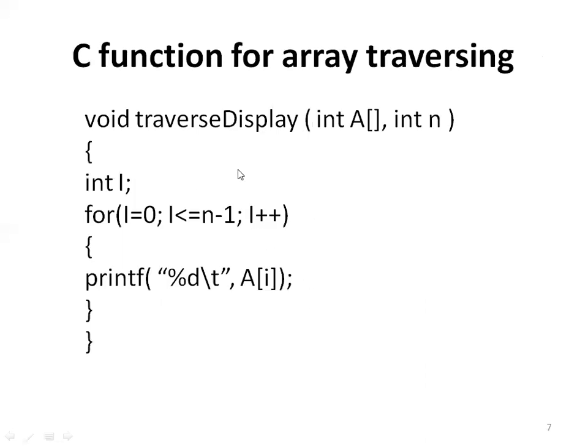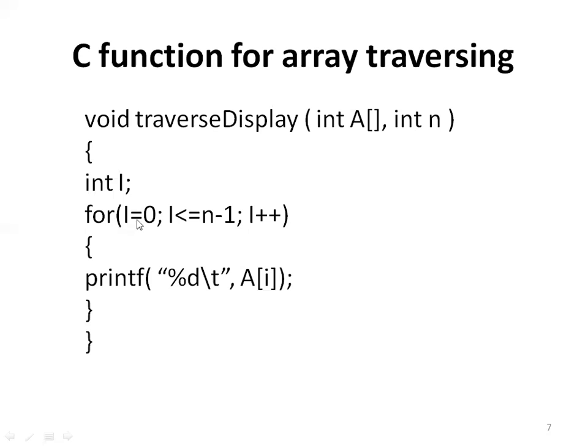Then this is the C function for the implementation of the traverse operation in a one-dimensional array. Here the function name I have taken is traverse display, and the job of this function is to traverse or visit all the elements of the array. Now we can pass the array which is to be traversed to this function. So we are passing here the array, and this is the size of the array we are passing, n is the size. And here we are using a for loop to visit all the data elements of the array.